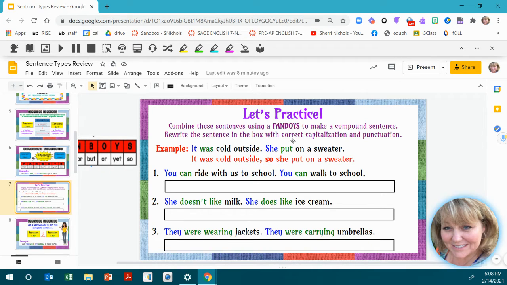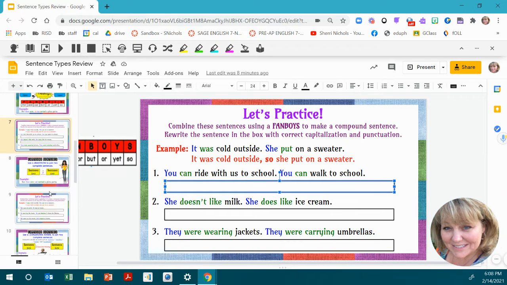And then you will combine sentences using a FANBOY to make a compound sentence. Rewrite the sentence in the box with correct capitalization and punctuation. It is cold outside. She put on a sweater. So you're going to combine those two. It was cold outside, comma, so she put on a sweater. And notice when you're combining two sentences, this she that was a capital here, you lowercase it because it is all part of one compound sentence. So you're going to work these by typing directly into this box.